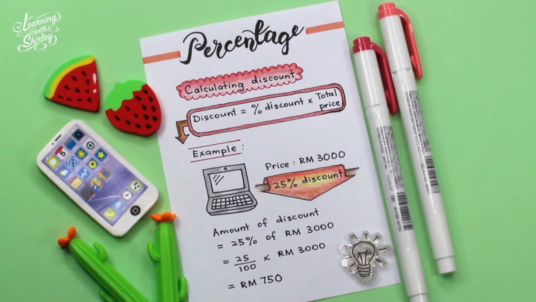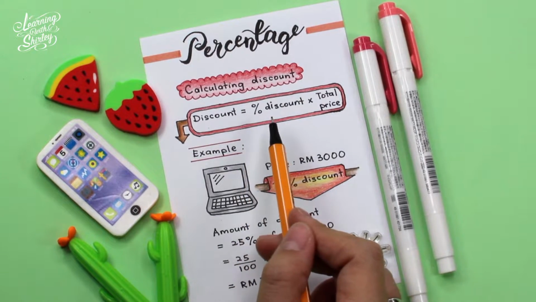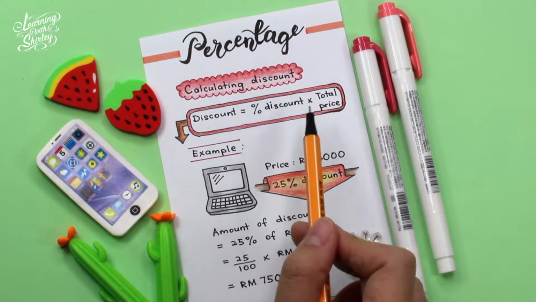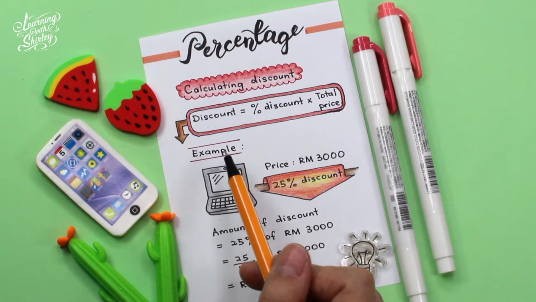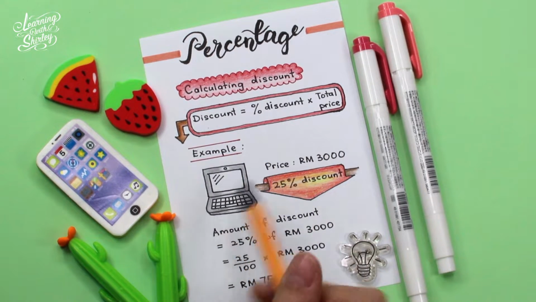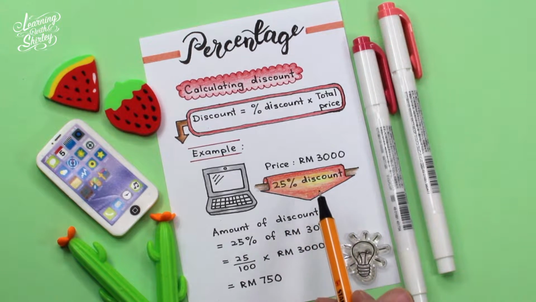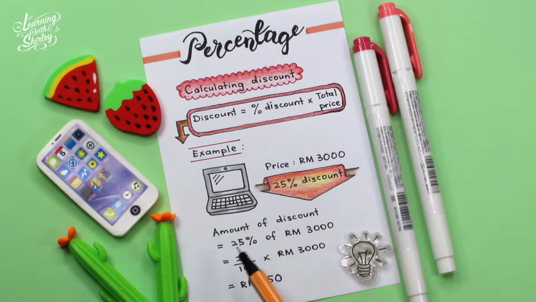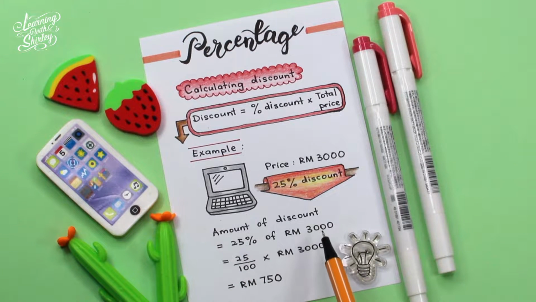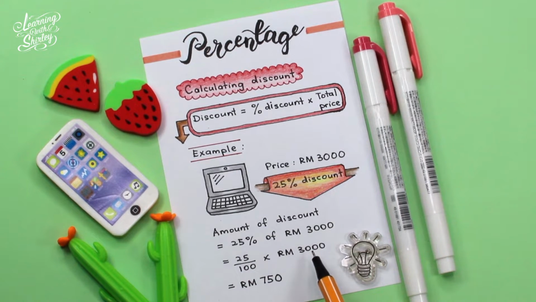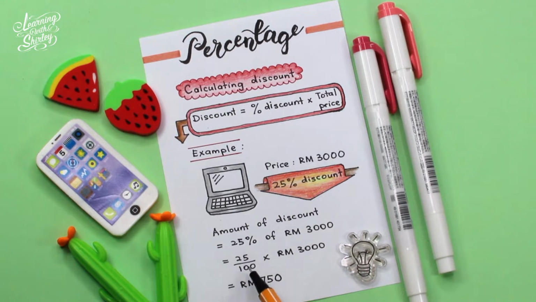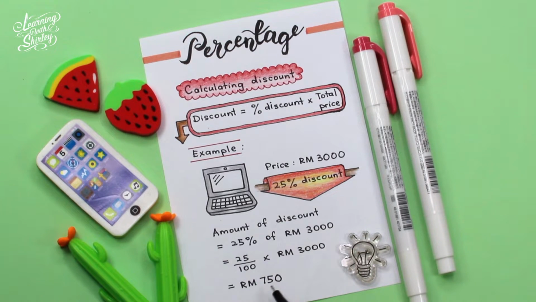How to calculate discount? To calculate discount, we use this formula, which is percentage discount times the total price. Let's look at this example. Let's say this notebook, the price is 3,000 ringgit and the shop offers 25% discount. To calculate the amount of discount, we use 25% of 3,000 ringgit. So 25%, we change it to fraction to become 25 over 100 times 3,000 ringgit. So we calculate this, 25 times 3,000 and then divided by 100, we get 750 ringgit.